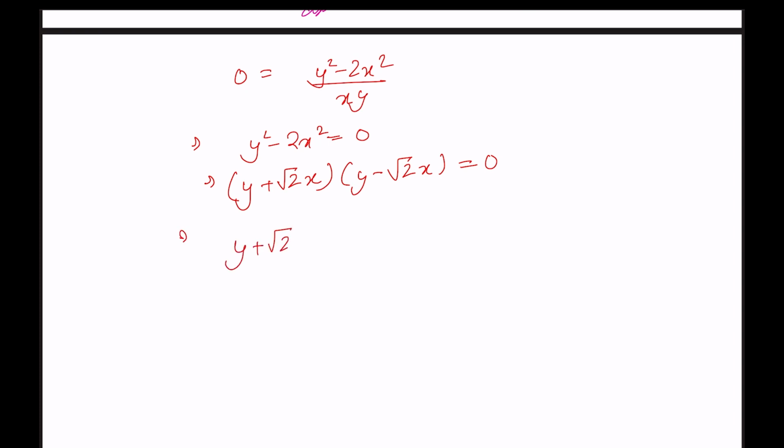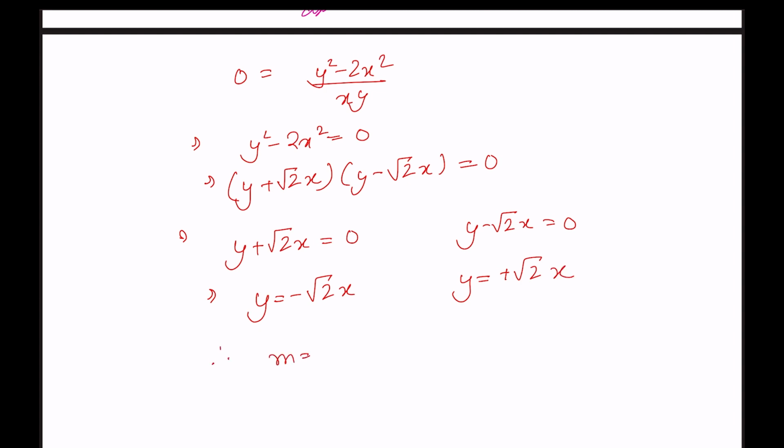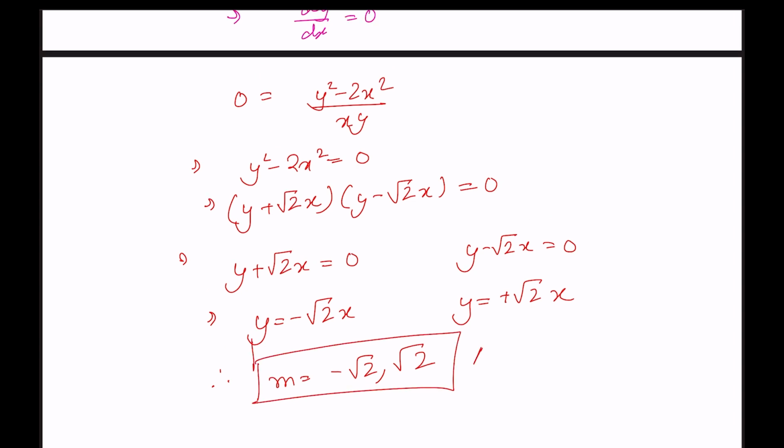The first equation will be y plus root 2x equals 0, and the second, y minus root 2x equals 0. So we get y equals minus root 2x, and this one will become y equals plus root 2x. So the value of slope for the first one is minus root 2 and the second one is plus root 2. The value of m will be plus or minus root 2, that is, plus root 2 and minus root 2. This is the final answer to question 9.